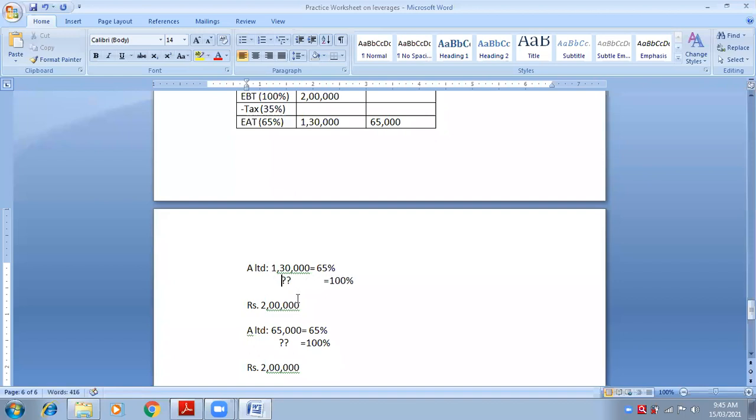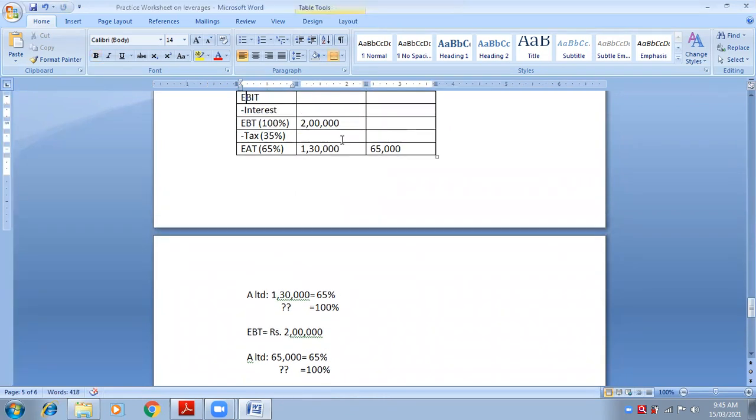Ma'am, 1 lakh. Yeah, just give me a minute. So this will be 1 lakh. Now 100%, what was 100% according to our assumption? EBT. So EBT is equal to 2 lakhs, because we have assumed 100% as EBT. So the answers found out for EBT are 2 lakh and 1 lakh.